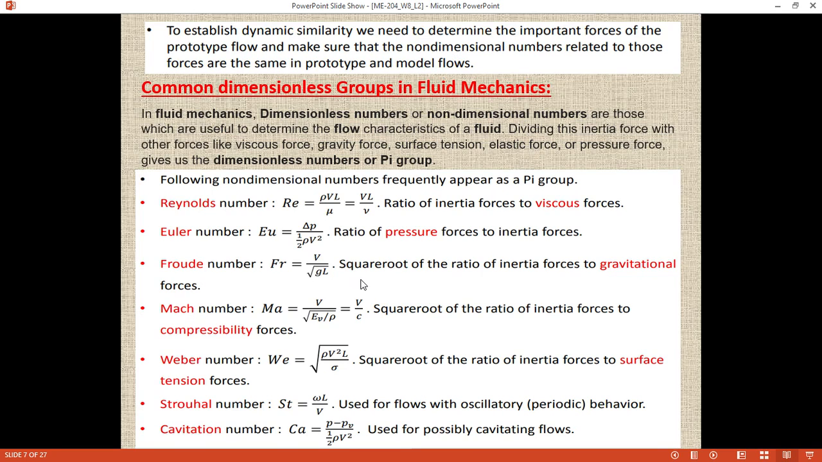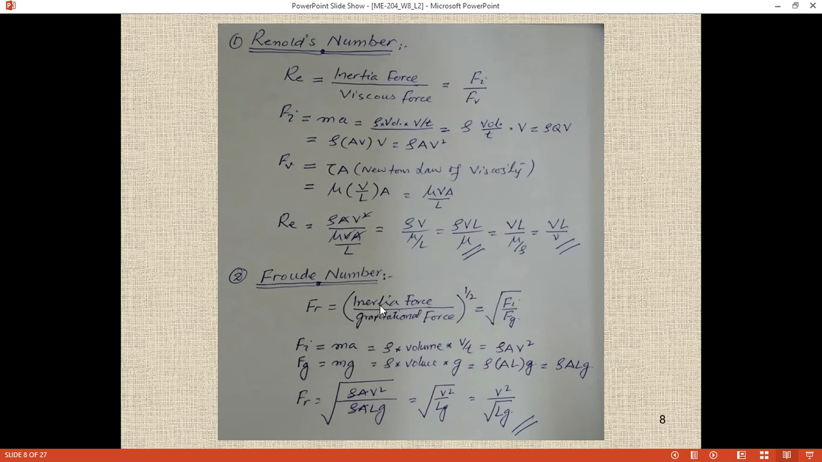Another important number is the Froude number. So what is the Froude number? The Froude number is the square root of the ratio of the inertia force to the gravitational force. Let's see the Froude number. It is the square root of the inertia force over the gravitational force.